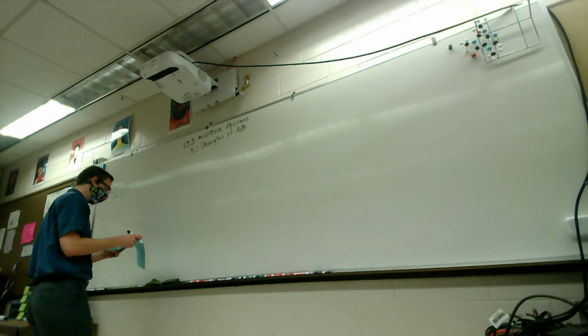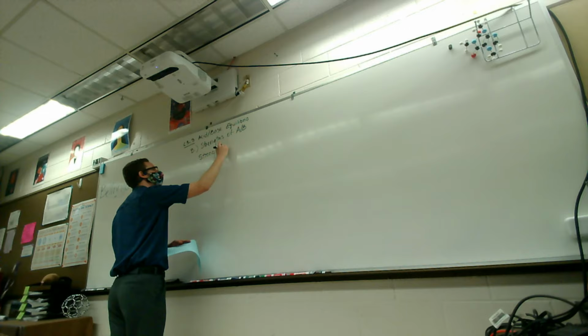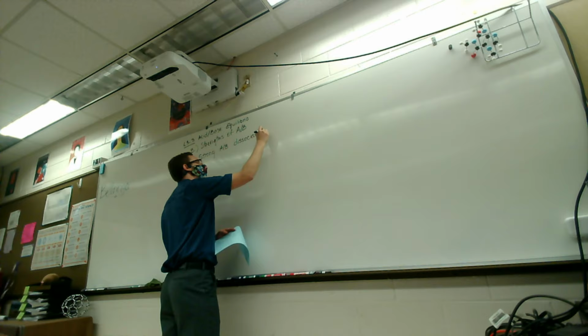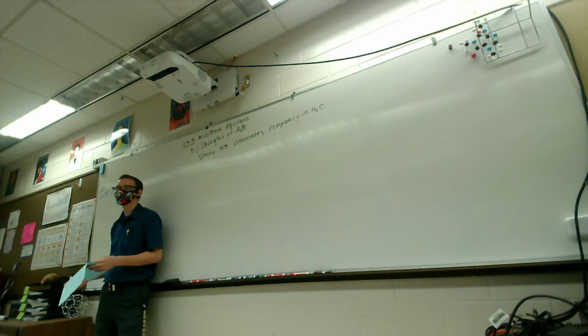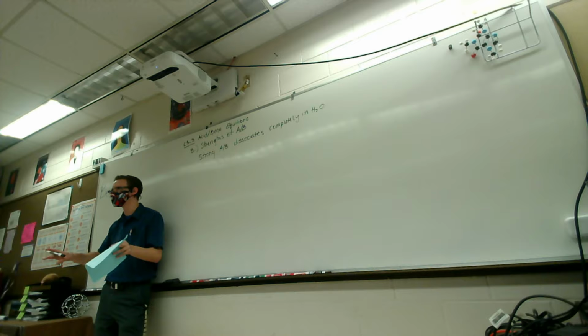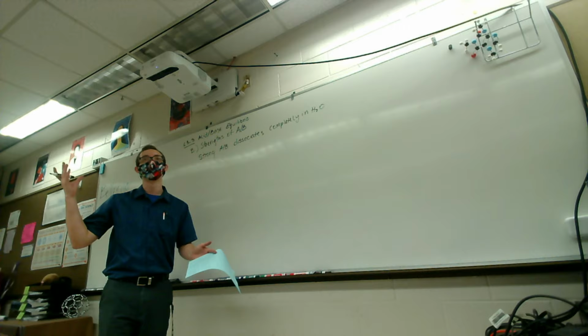Just to write it down, a strong acid or base dissociates completely in water. What does that mean? What does dissociates completely in water mean? Jacob? All of it separates out into its ions. It completely ionizes. Yes, very good. It separates into its ions completely. There is no hydrofluoric acid left. It's all hydronium ions and chloride ions. Okay? Very good.